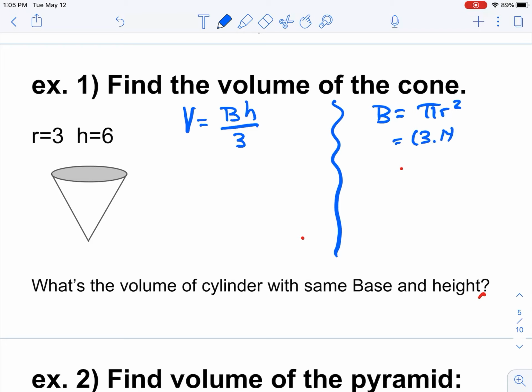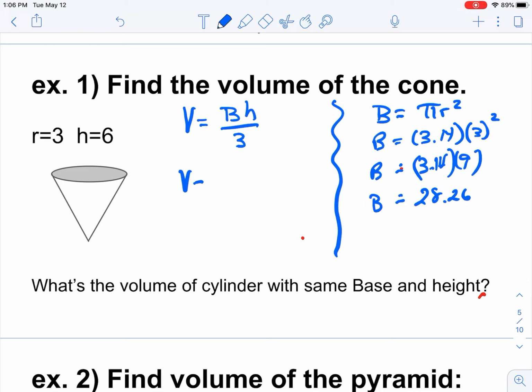We have 3.14 times 3 for the radius squared. So 3.14 times 9. Get your calculator out. That's going to be 3.14 times 9 equals 28.26. I always like to do the estimate in my head, so it's about 9 times 3, about 27, a little more than 27. So this is reasonable.